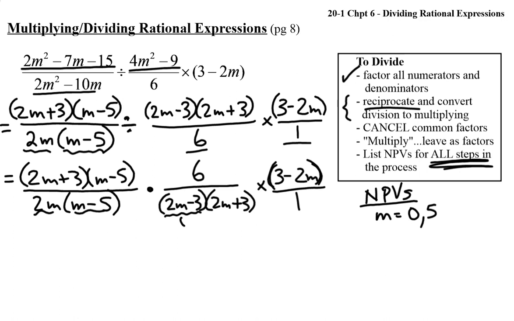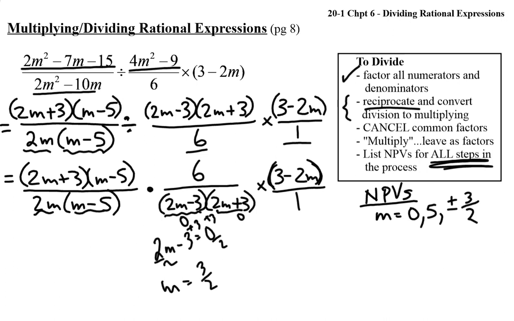When will 2m minus 3 have a value of 0? Well, if it helps, 2m minus 3 will equal 0. Isolate the m, add 3 to both sides, divide by 2, m equals 3 halves. And 2m plus 3, if it equals 0, same idea, it'll be because we have a negative 3 halves. So positive and negative 3 halves is another set of NPVs. From there, and of course 1, there is no NPV because there's no m value, no variable.